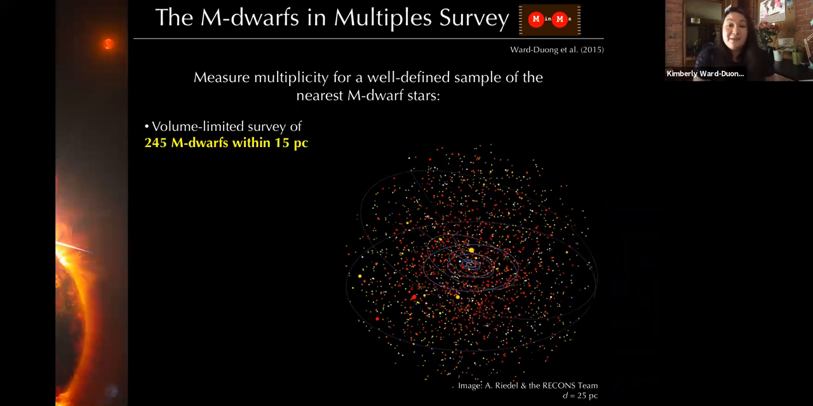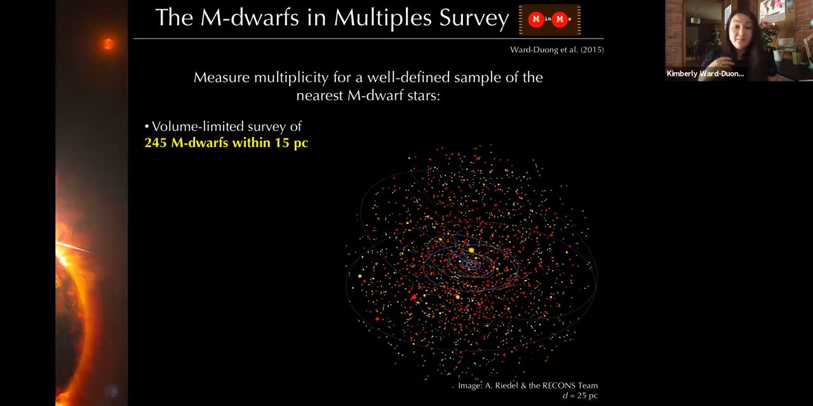So I'm going to talk briefly about the M-dwarfs and multiple survey, or M&M survey. This was an effort to characterize a well-defined sample of the nearest M-dwarfs. On the right here, we're seeing a visualization from Adric Riedel of our stellar neighborhood. This is the sun at the very center of this image, and these are all of the stars that are within 25 parsecs of the sun.